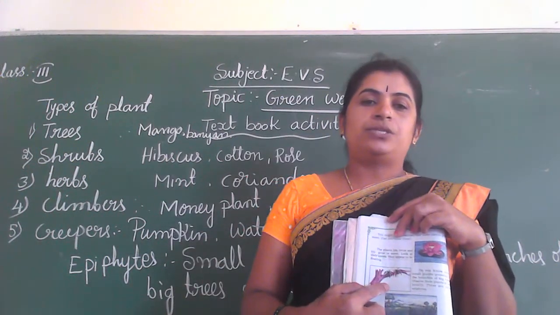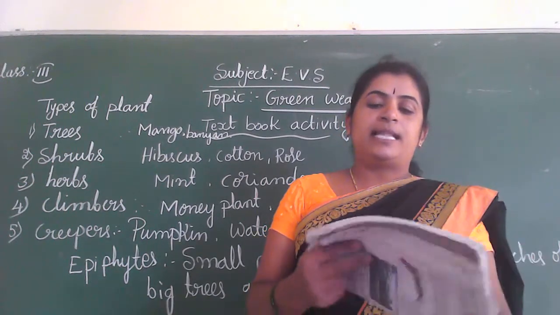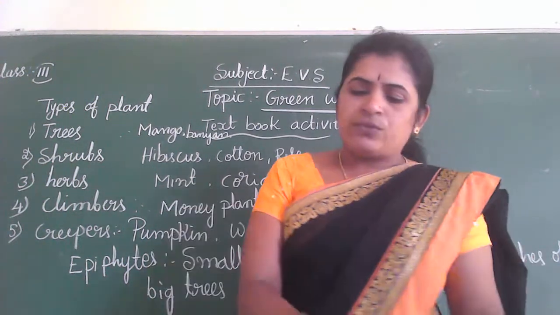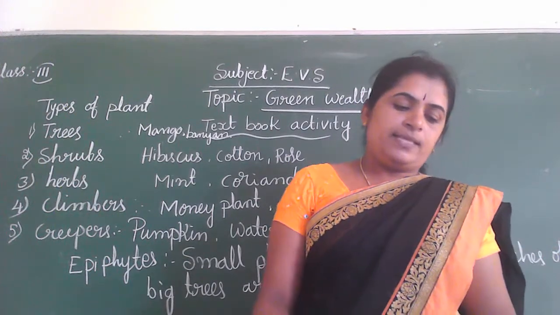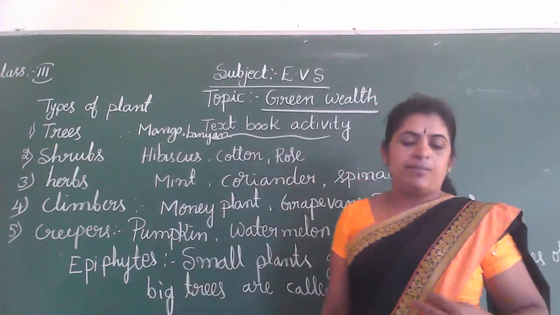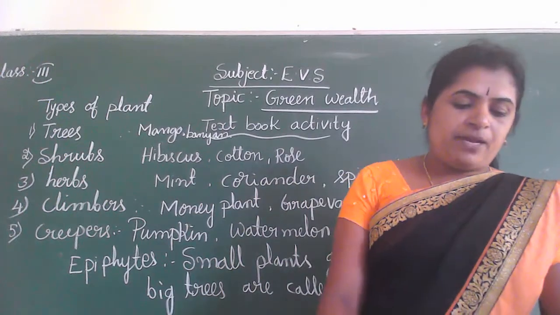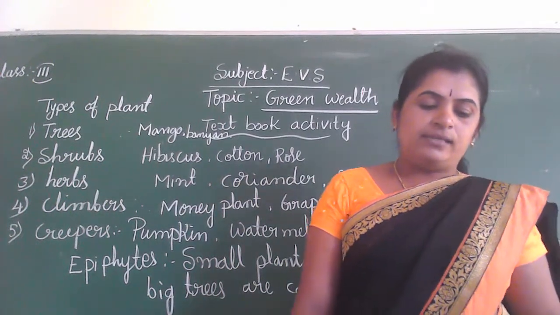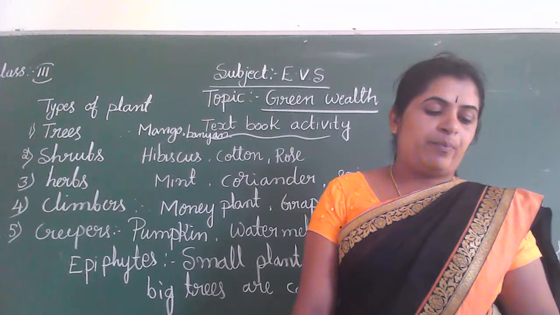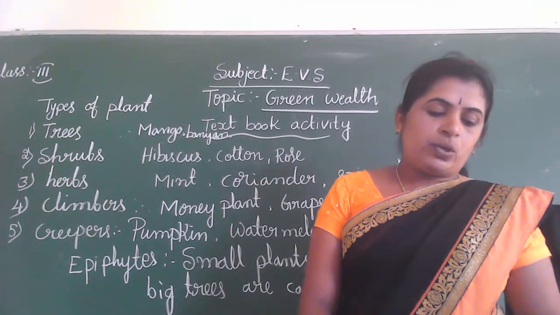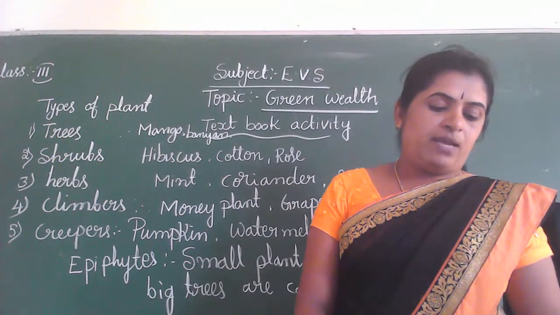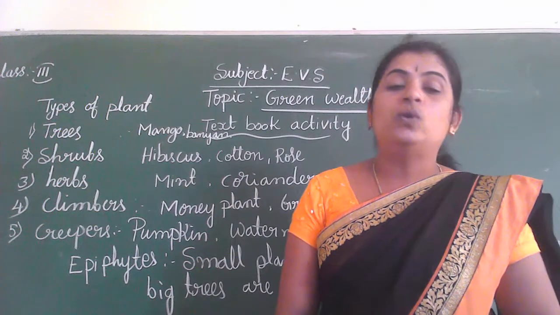You can understand, children. This is one main concept in this lesson. Next we move to the textbook activity. Okay, see your textbook, page number 11. In the previous class we have learned a little about plants. You may have observed the plants that grow around you. Write the names of 10 plants that you know.